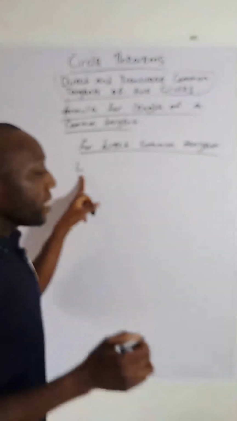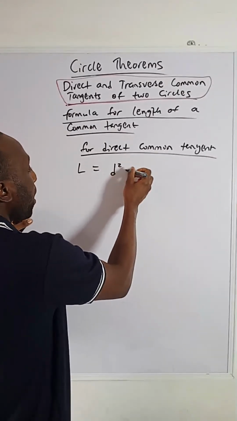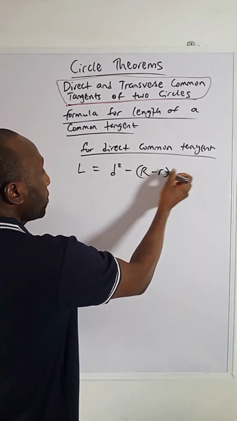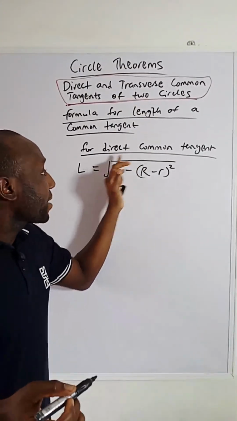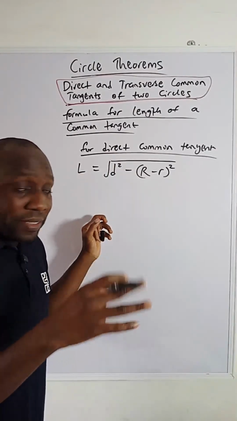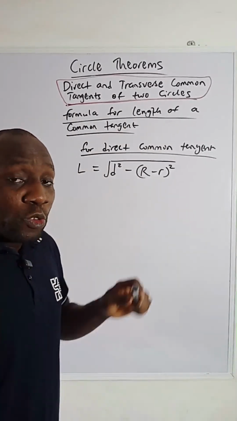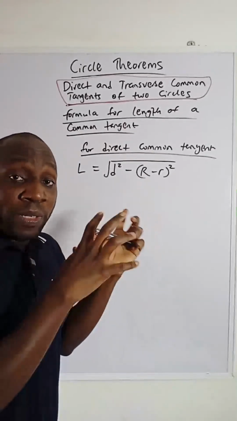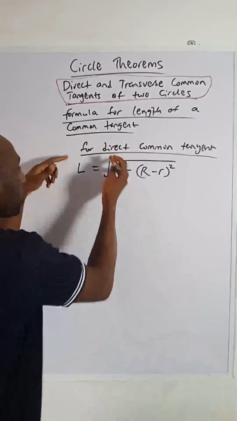L, this L is the length of the tangent, is equal to the square root of d squared minus R minus r, all squared. This is for direct common tangent. This L here is the length of the tangent, and this d is the distance between the centers of the two circles. Big R is the radius of the bigger circle, small r is the radius of the smaller circle. So this is for direct common tangent.